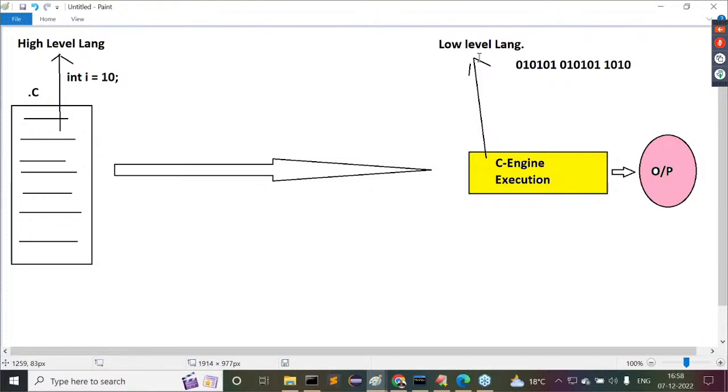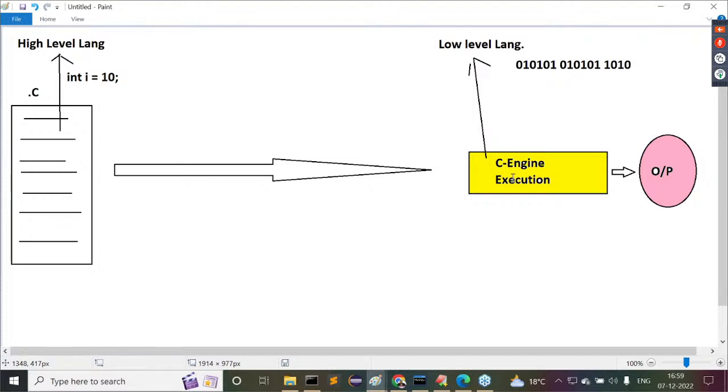But so incompatibility is available. If we give this high level code to the C engine, how can the C engine execute this program now? Is it possible to execute this program by the C engine? Is the C engine unable to execute this program or not? Okay. In two ways it is possible. What are the two ways?